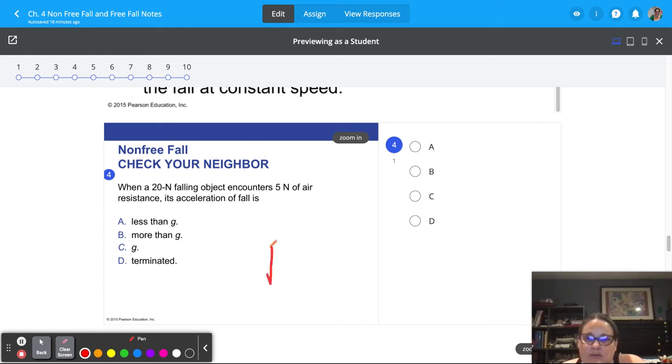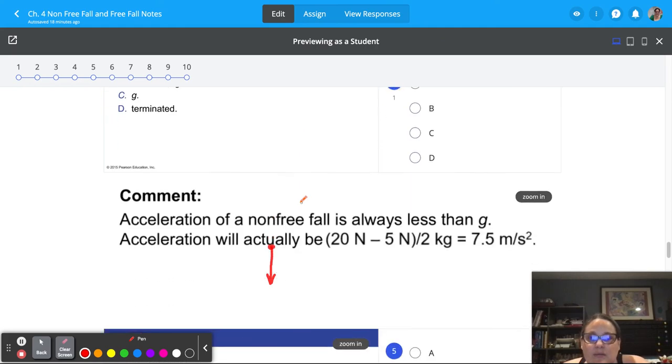Okay, so downward is 20, upward is 5, net force is 15 down. That means it's still accelerating because there's a net force downward, but it's less than gravity because there's already some air resistance happening, which means that the acceleration has already started to decrease a little bit. So it will be less than g.